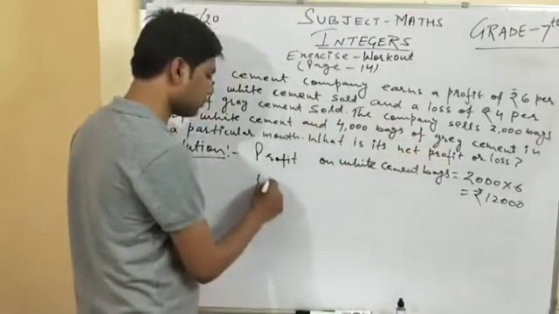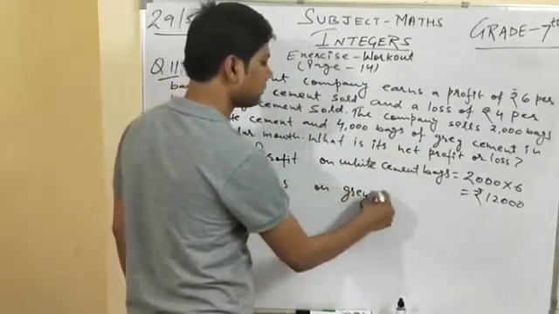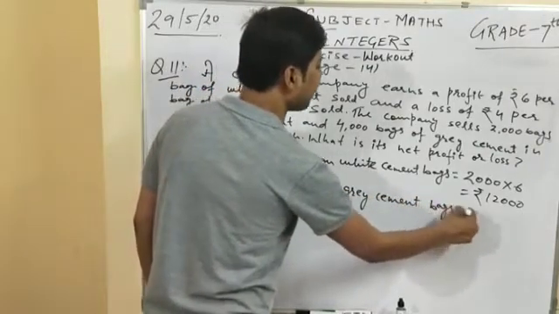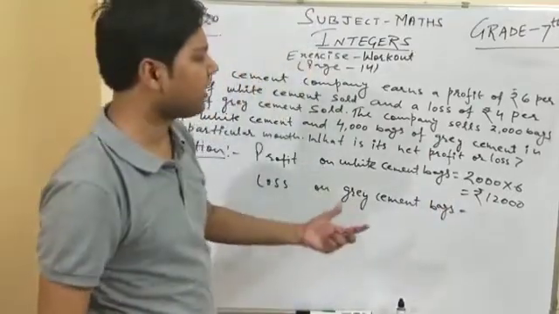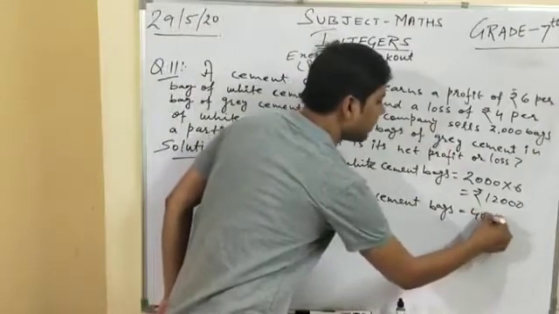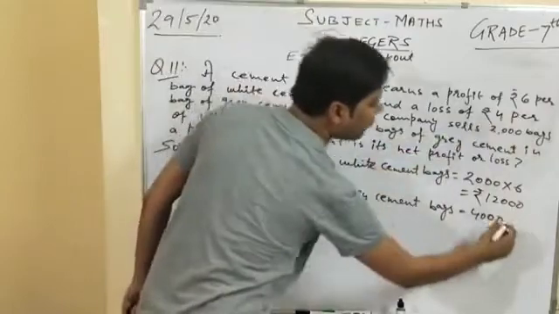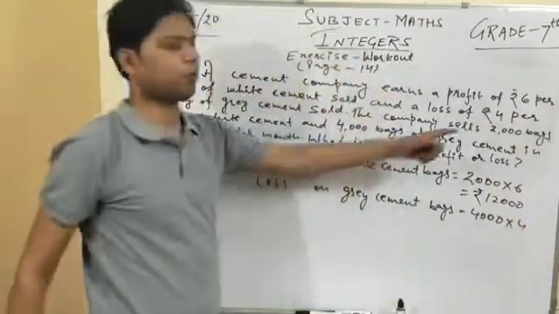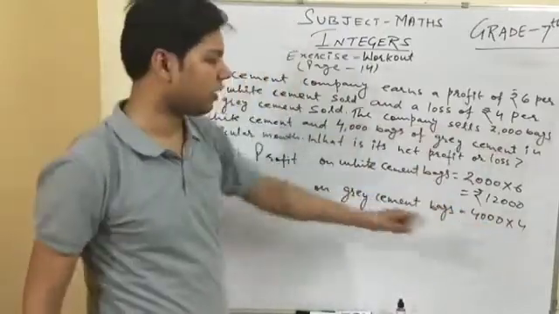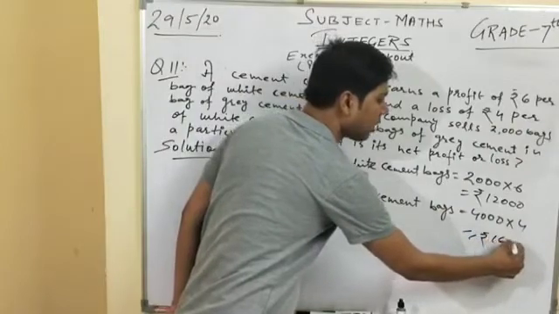Next, loss on grey cement bags. Number of grey cement bags is 4,000, and loss is rupees 4 per bag. So we have to multiply it by 4. Now when we multiply, 4 fours are 16, we get rupees 16,000.